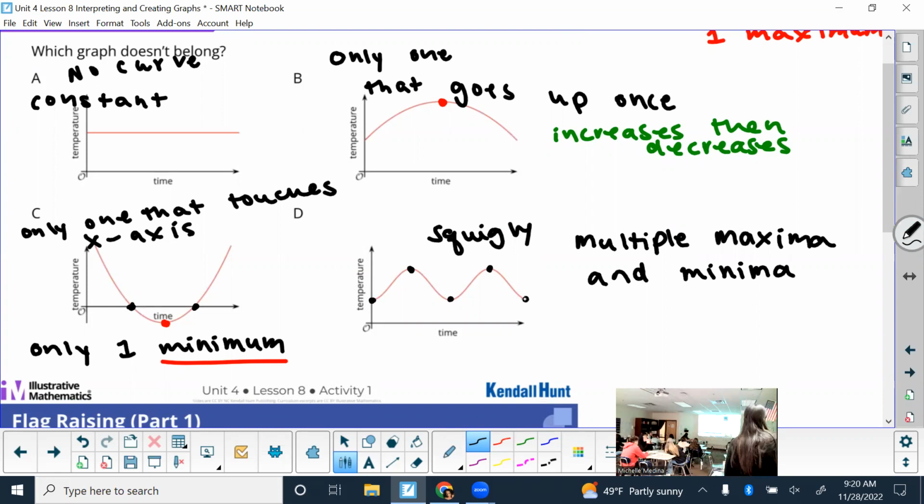All right, you could say it increases and decreases multiple times if you want to use those words. So I think you've kind of caught on by now. Usually there's a reason why every single one doesn't belong. All right, and finding that is a good observation.